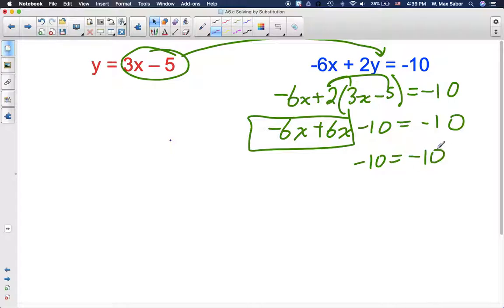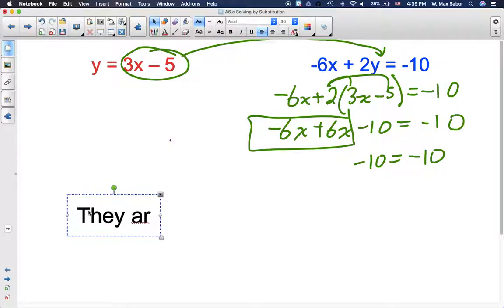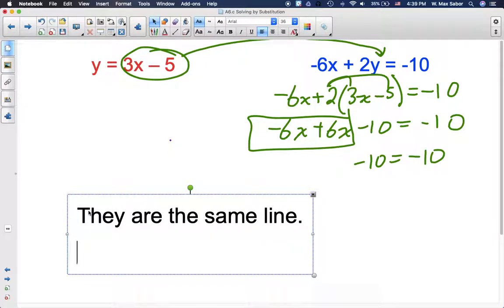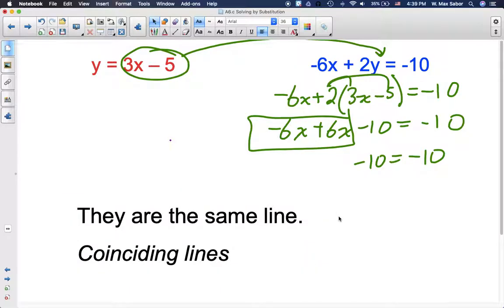What does that mean? Well, if this were a one-variable equation, we'd say all real numbers. Because it's a system of 2-variable equations, what it means is they are the same line. You see this description with coinciding lines. So what this is saying is if we put them both in y equals mx plus b form, they would be the same. Y equals 3x minus 5. Anything that makes this equation true makes the second equation true.